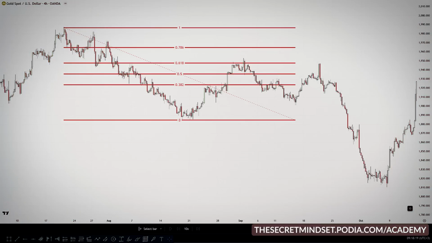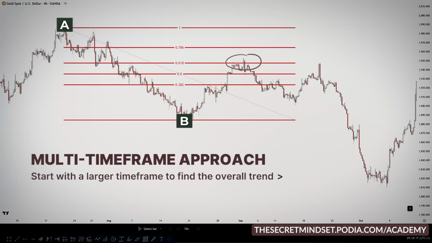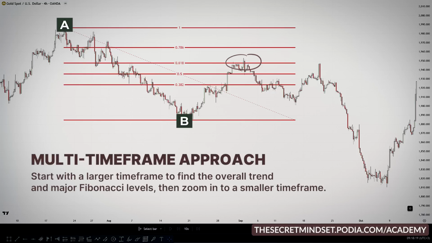And you don't have to stick to just one time frame. You can use a multi-time frame approach. You might start with a larger time frame to find the overall trend and major Fibonacci levels, then zoom in to a smaller time frame.